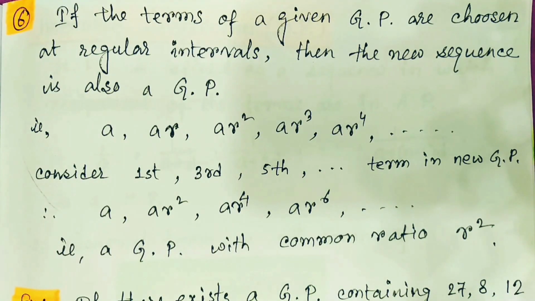One more property: if the terms of a given GP series are chosen at regular intervals, then the new sequence which you will find is also in GP. What does it mean?